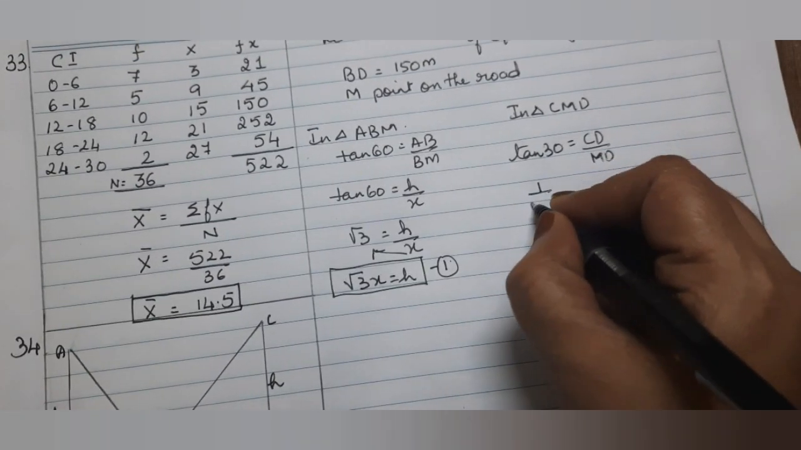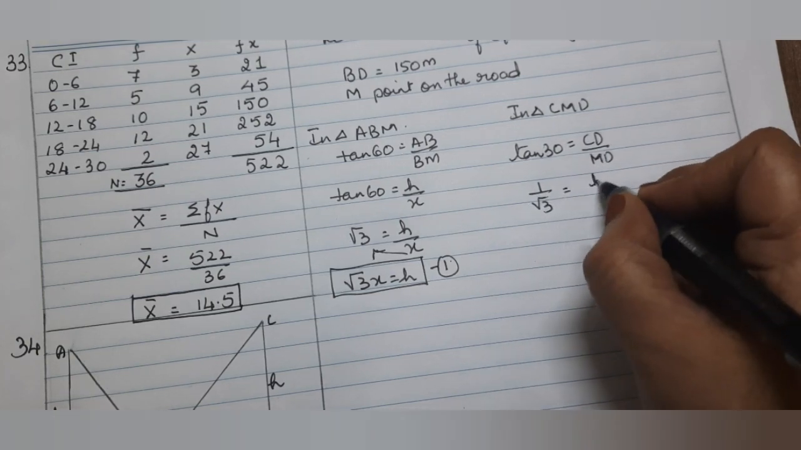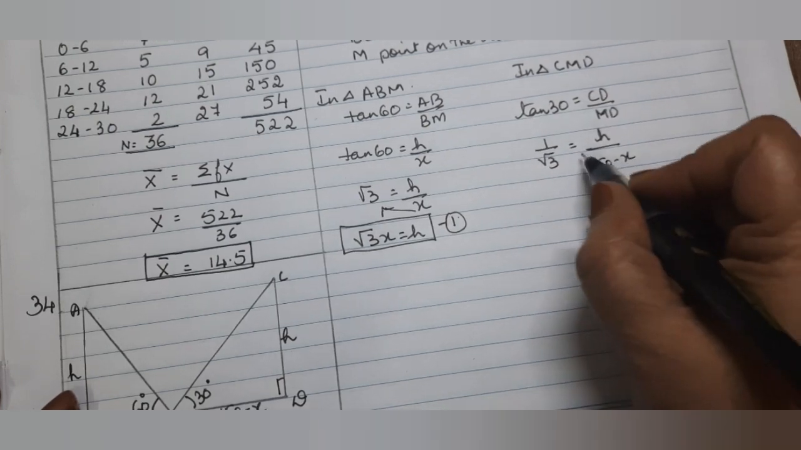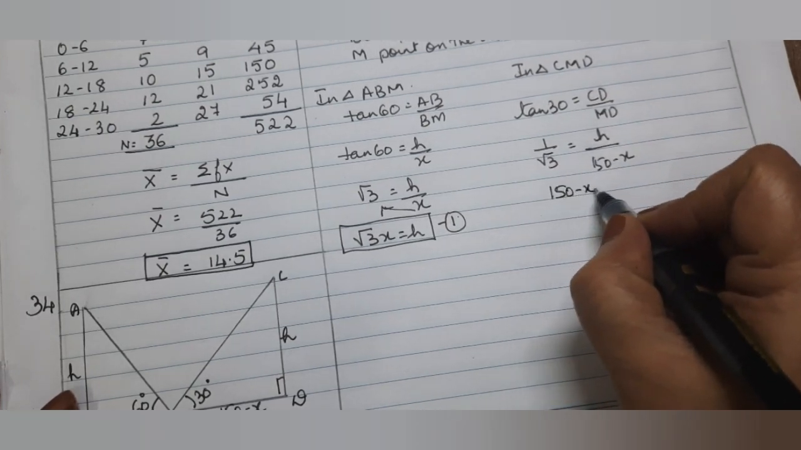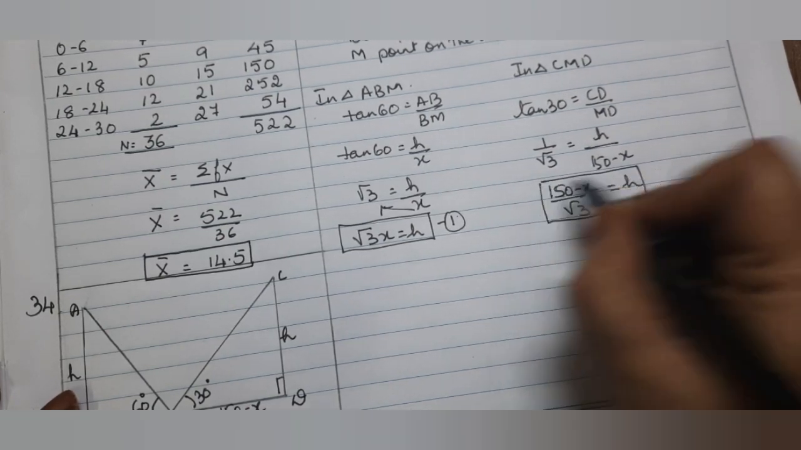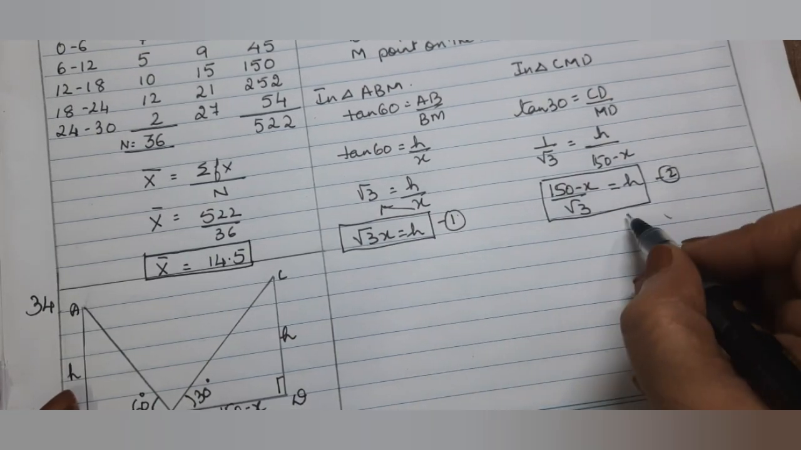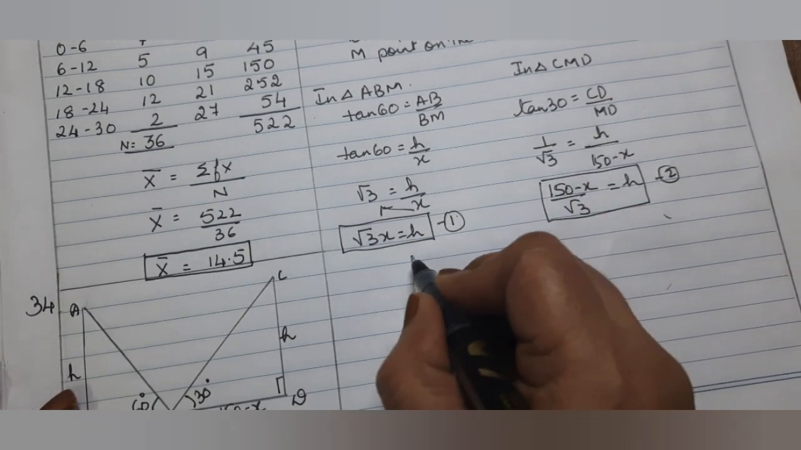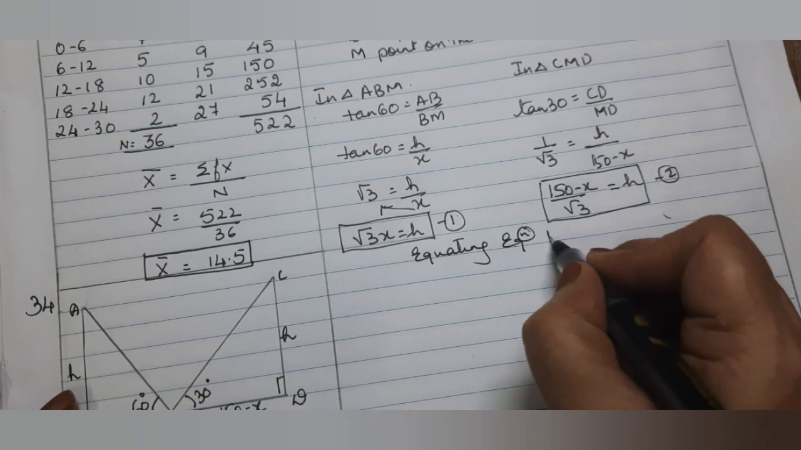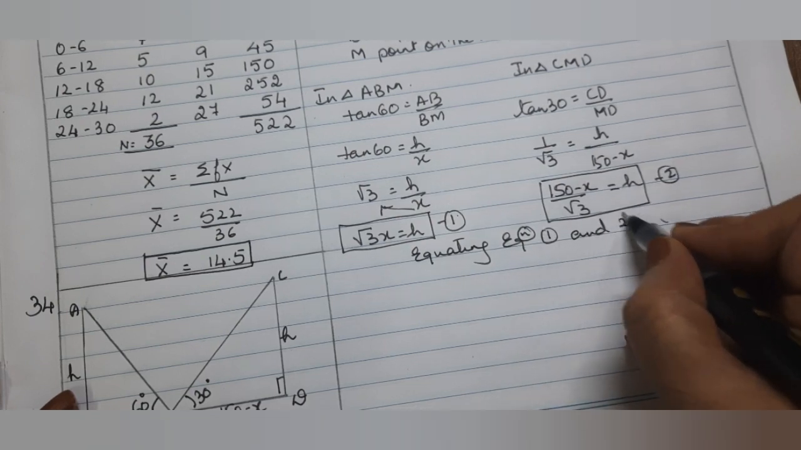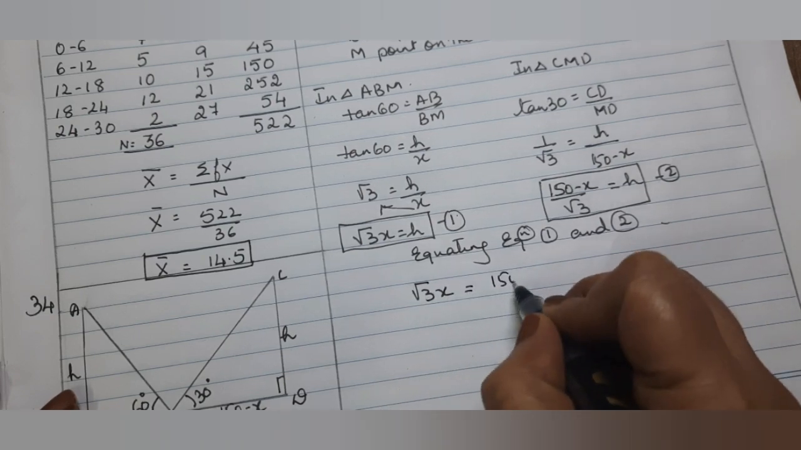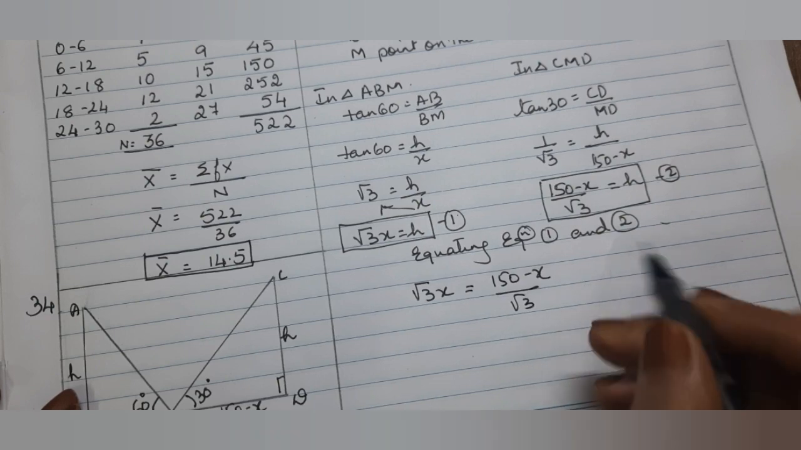So 1 by root 3 is equal to CD is height, MD is 150 minus x. So only one change, one cross multiplication. Let it be as it is, h equal to. So when we compare here, equating equation 1 and equation 2, both are equal to h. So we get root 3x is equal to 150 minus x divided by root 3.